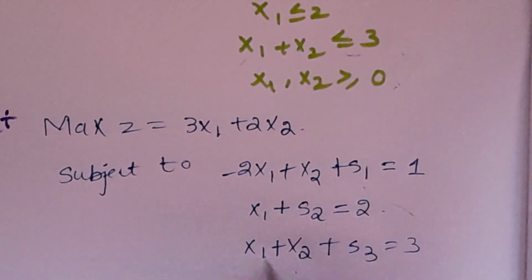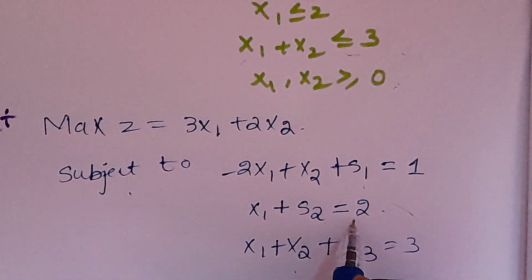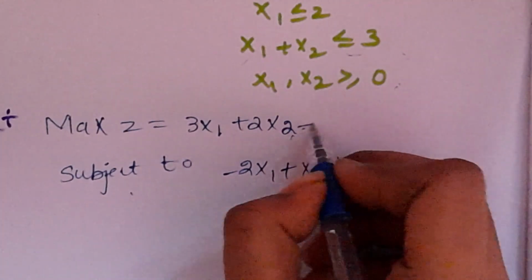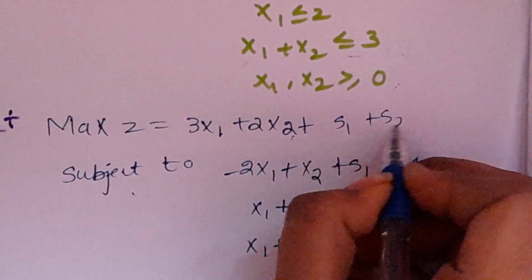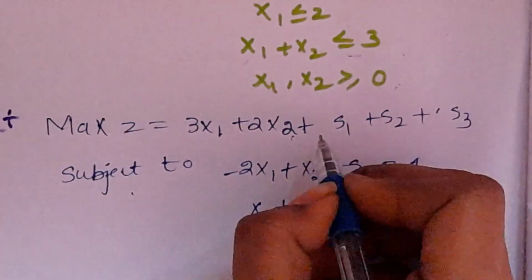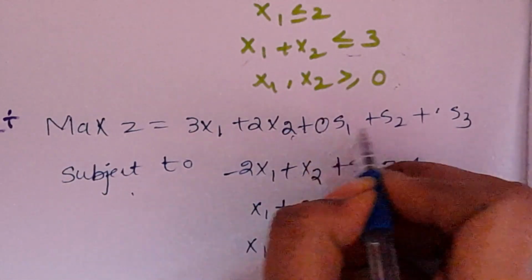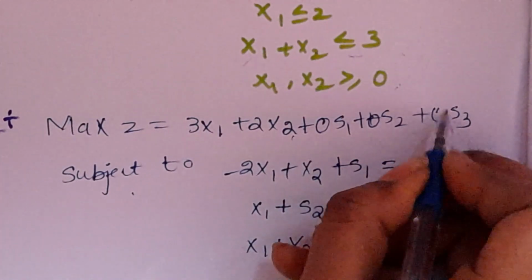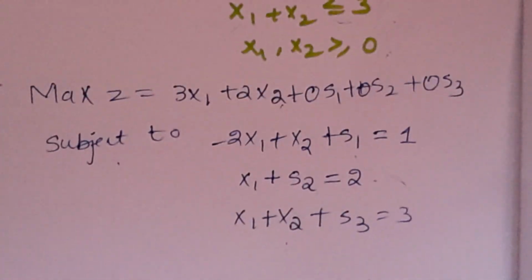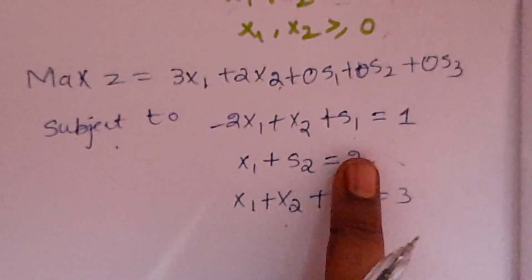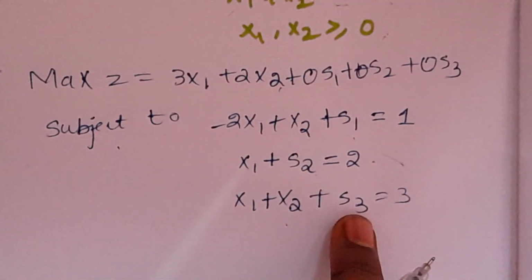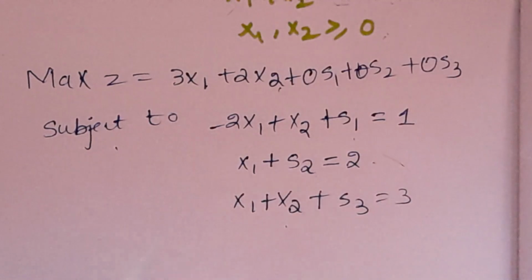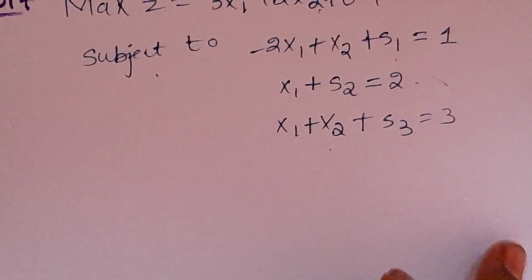After adding the slack variables to the constraints, we have to add these slack variables into the objective function. s1, s2, s3: here their coefficients become 0, plus 0 s3. Okay, understand guys? First we have to add slack variables to the constraints and we have to add them in the objective function. Next we have to formulate the simplex table.